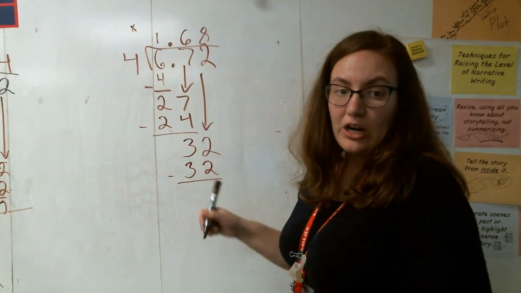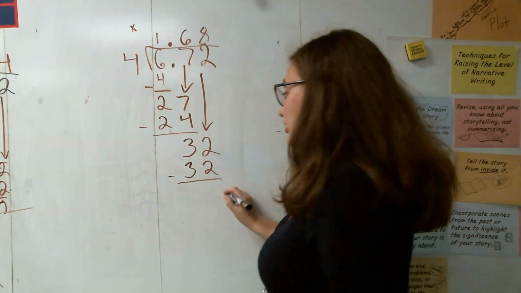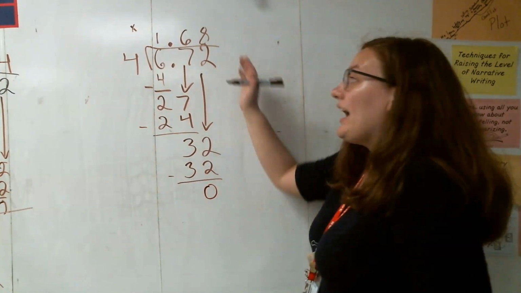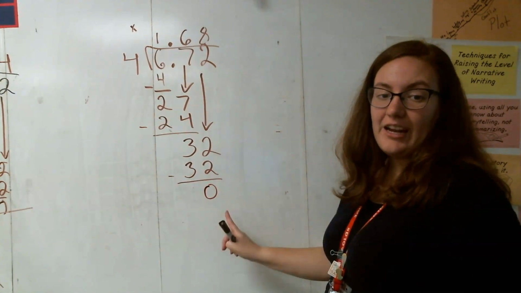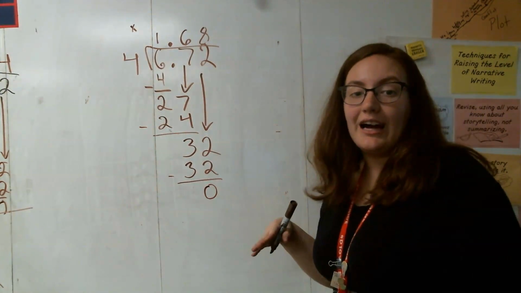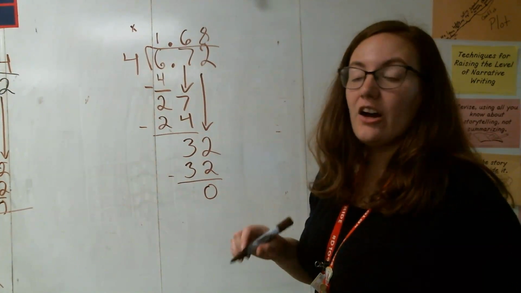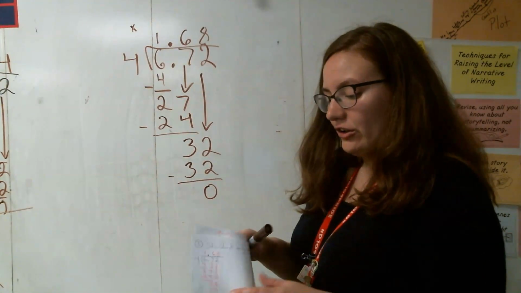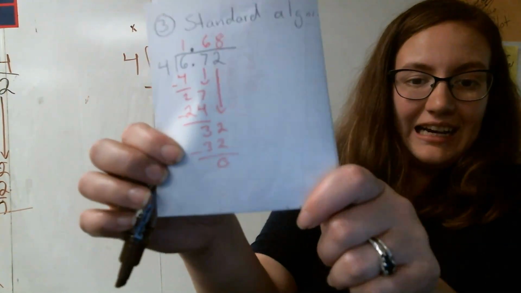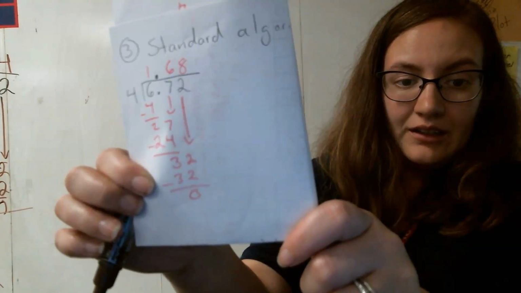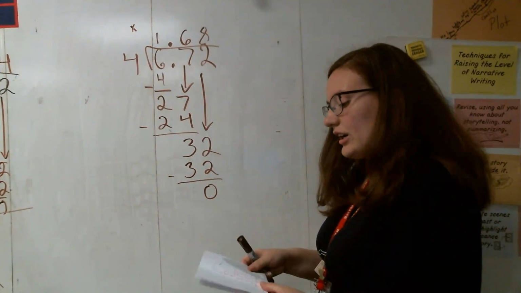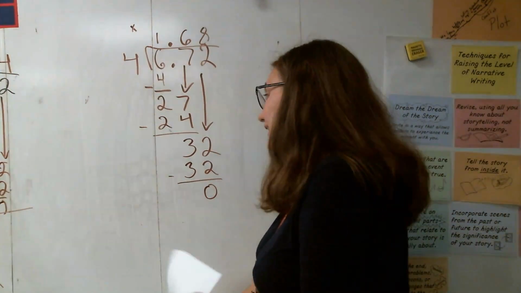And then I can subtract. So 32 minus 32 is 0. I have no more place values to bring down, and I have a remainder of 0. So I am done, and our final answer is 1 and 68 hundredths. All right, so your notes should be looking like this right now. And then we're going to move on to your final problem with me.